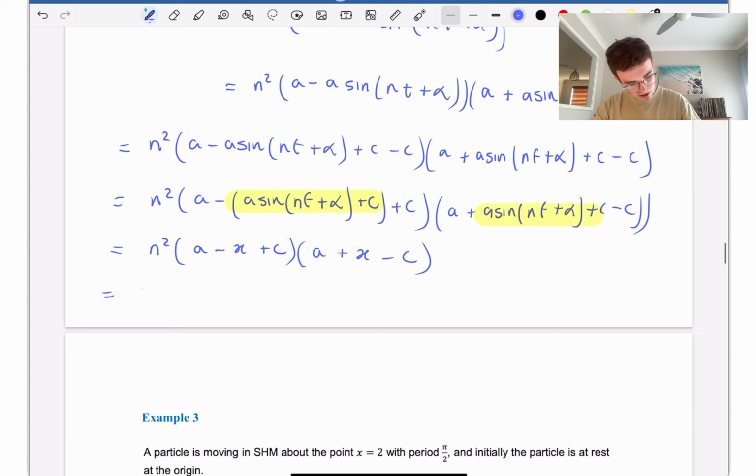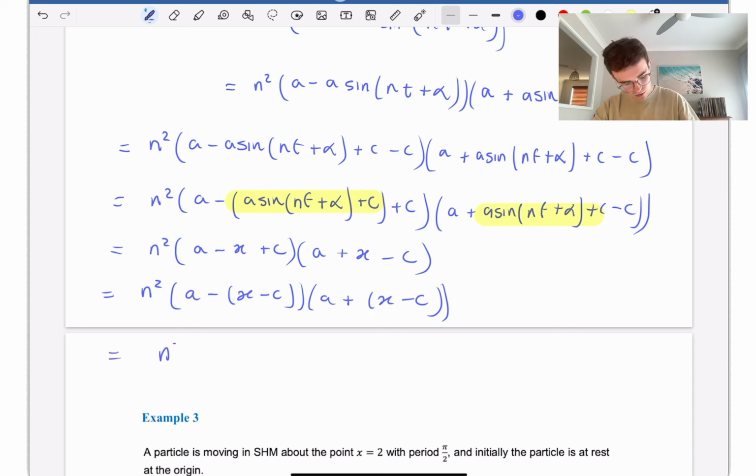And we can have a go. So this is going to be n squared. Now this is a minus x minus c, and this is a plus x minus c. Now that's a difference of two squares.